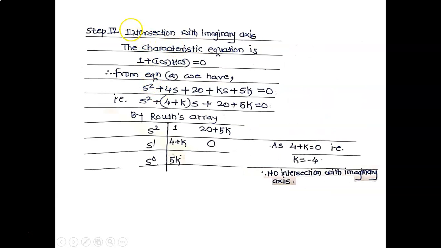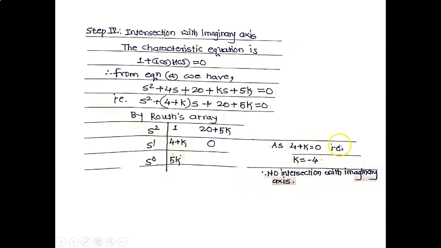Now, intersection with imaginary axis. Next step, the characteristic equation is 1 plus G(s)H(s) is equal to 0. Therefore, substitute the value. We are getting s square plus 4s plus 20 plus ks plus 5k is equal to 0. Therefore, s square plus (4 plus k) into s plus (20 plus 5k) is equal to 0. By Routh's array, s square, s raised to 1, s raised to 0: 1, and here 20 plus 5k, and here 4 plus k, 0. Therefore, by cross multiplication and dividing by 4 plus k, we are getting the value in front of s raised to 0 as 5k. Therefore, as 4 plus k is equal to 0, that is k is equal to minus 4.